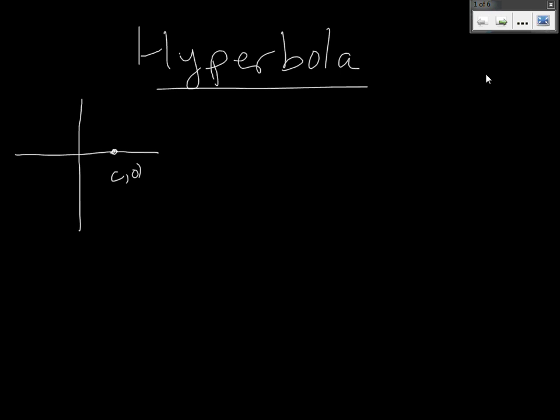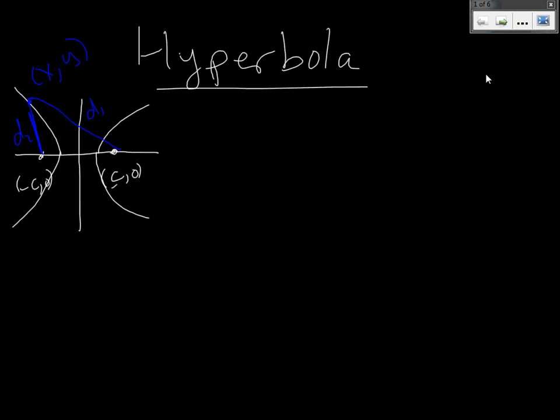This is c0, negative c0. It goes something like this. Now, again, this point x, y gets to hang out on this hyperbola because this distance, which I'll call d1, minus that distance, which I will call d2, equals twice a.